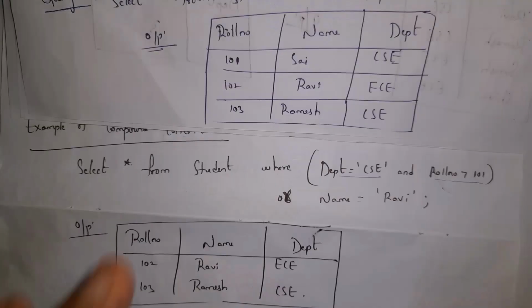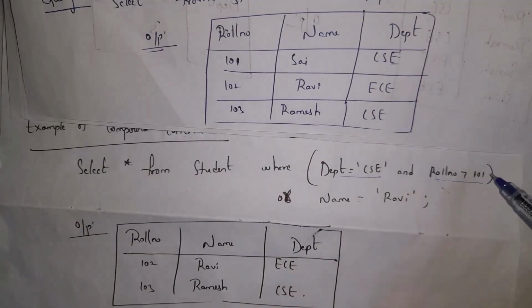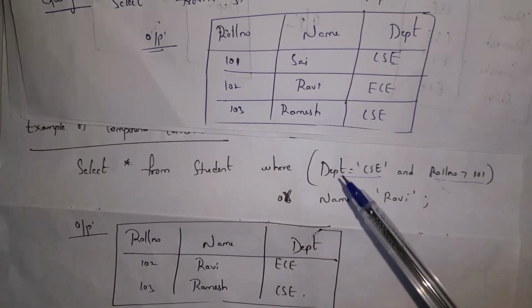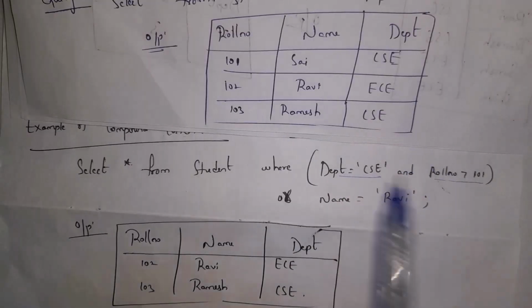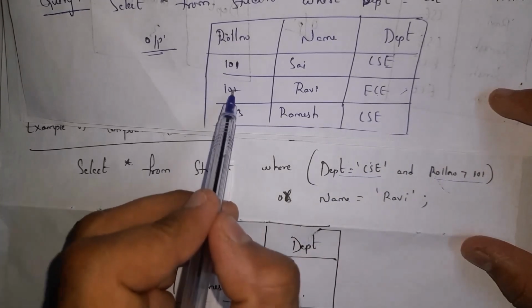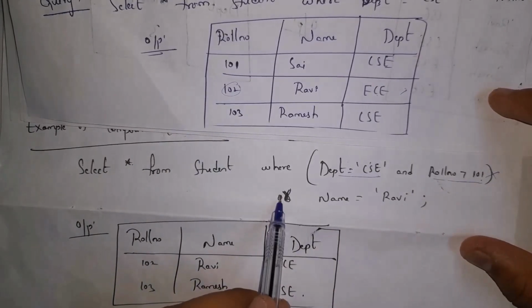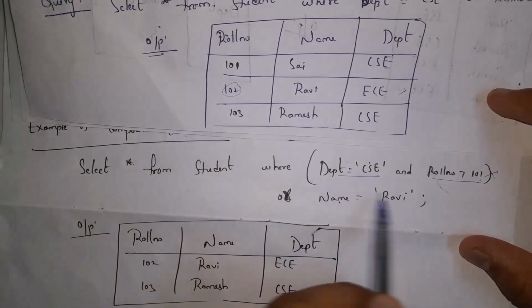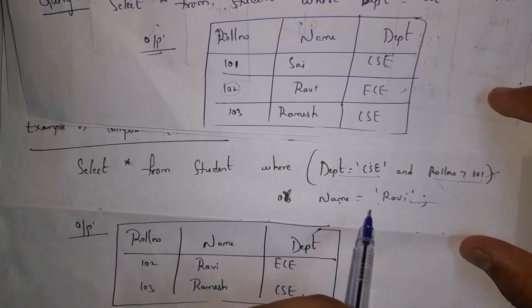Use a semicolon. Whenever I execute this query, at first it will check this condition, that is department CSC. This condition is satisfied, and roll number greater than 101. Here roll number is 101, 101 is not greater than 101, so this record will be skipped. And next, for this condition, department is equal to CSC AND roll number greater than 101, here department is not CSC. AND means both conditions must be true, and roll number greater than 101 is not satisfied, so this is not true. OR this condition, name must be Ravi. Here name is Ravi. This condition is satisfied, so I'll get output, that is 102, Ravi, ECE, as name equal to Ravi is satisfied.